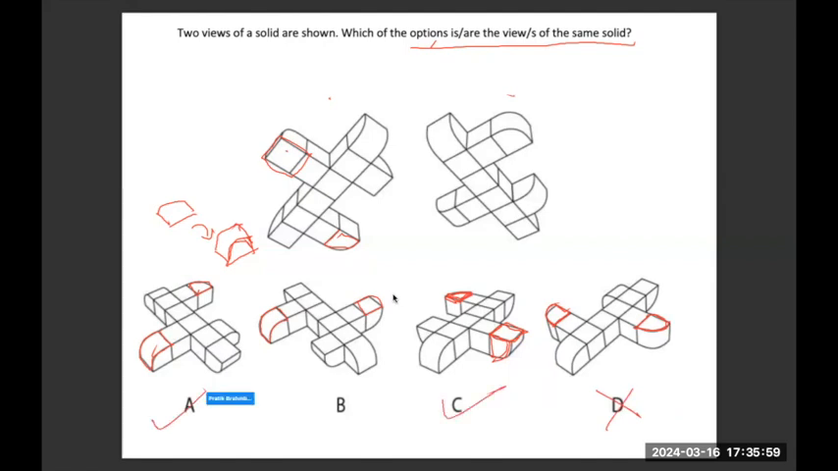D में भी sector नहीं आ रहा है, दोनों side का sector on the sides आ रहा है आपके. ये वाला जो sector है on the sides आ रहा है. So B is also wrong. So A and C are the ones which are correct. Okay.